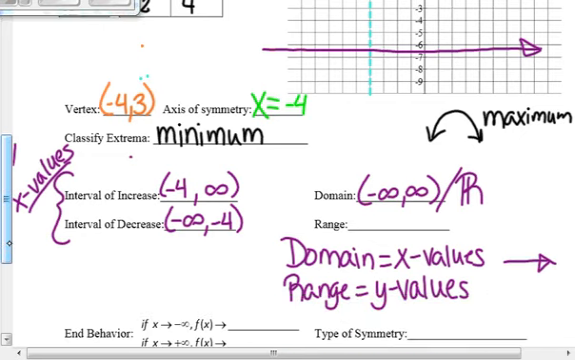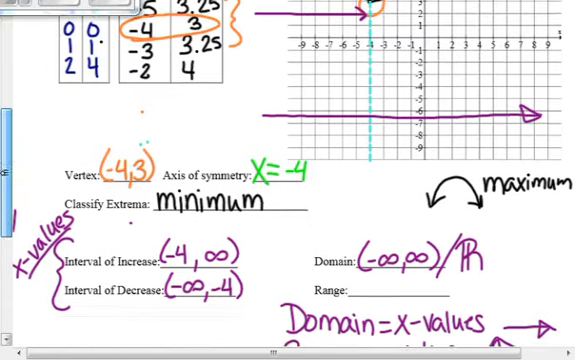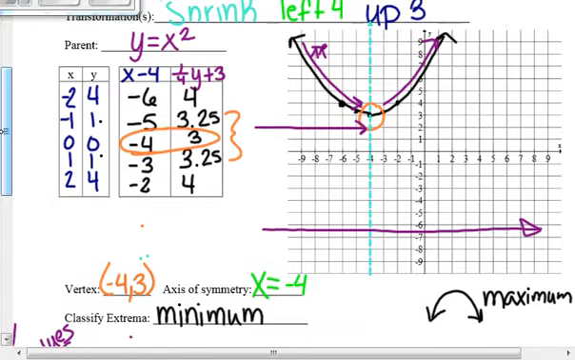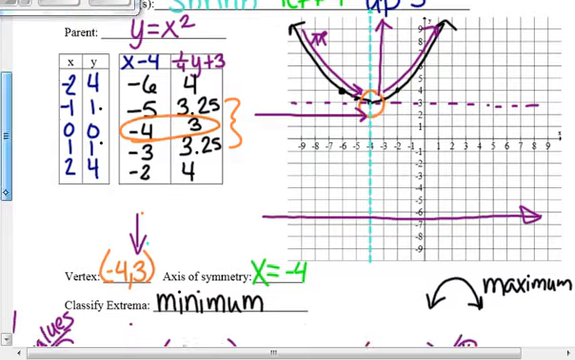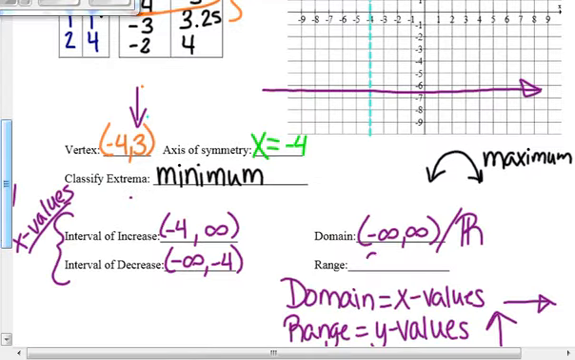Range is bottoms up. So we look and see, where's our function starting from the bottom? It doesn't start till this point right here, which is 3. And that again comes from our vertex. So it starts at 3 and it goes all the way up to positive infinity. So our range is 3 to positive infinity.